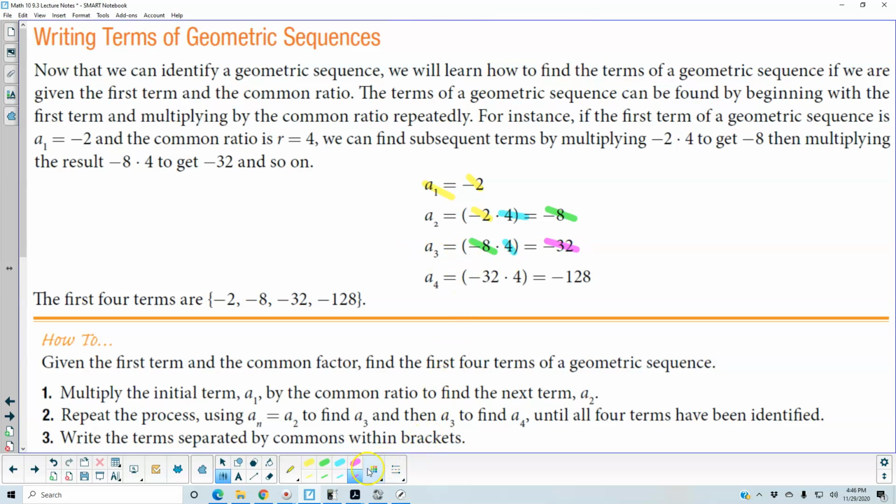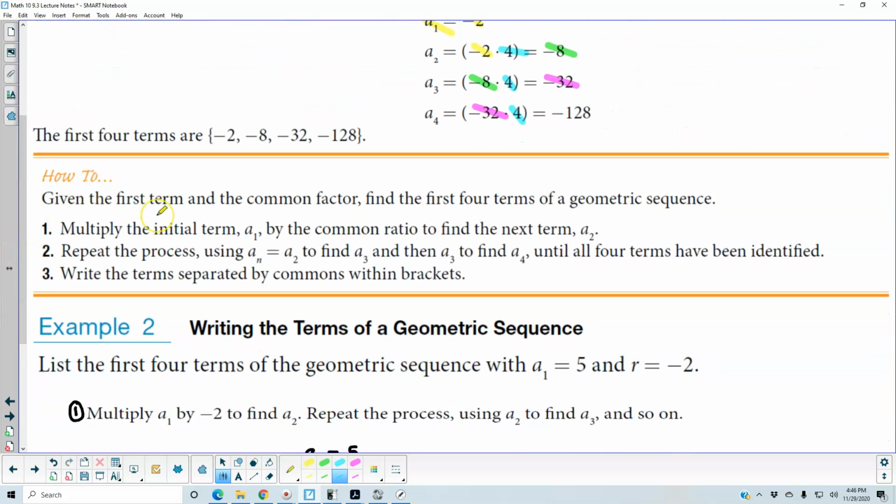and that's our third term. And then we're going to take -32 and again multiply it by the common ratio of 4, and that gives us -128. So the first four terms are -2, -8, -32, and -128.